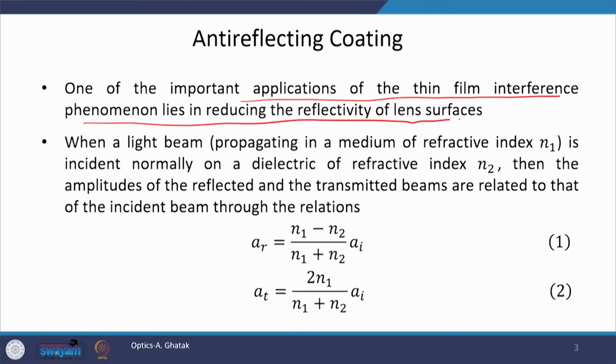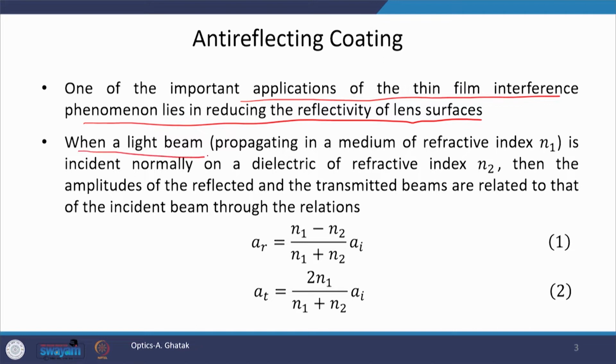Okay. And one of the important applications of thin film interference phenomena lies in reducing the reflectivity of lens surface. We studied this thin film interference in great detail while covering the interference part of this course. Now, using that knowledge, we will try to develop an anti-reflecting coating which reduces the reflectivity of lens surfaces.